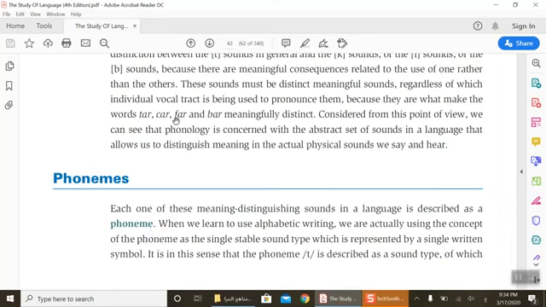For example, P is minus voice, it is voiceless, so minus voice, plus bilabial, plus stop. K is what? Minus voice, plus velar, plus stop, etc. Each phoneme has its own features, its own characteristics, its own properties. That's why we can make a difference between each one of them. So we can distinguish each phoneme from the other depending on the characteristics that each phoneme has.